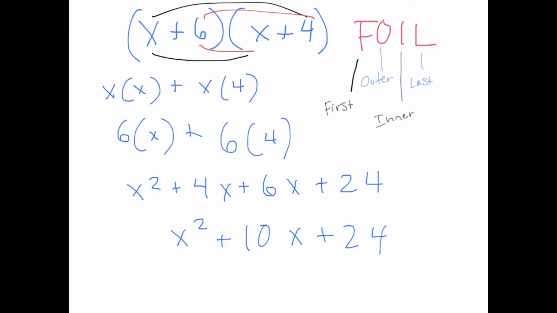And if you don't know what combining like terms is, it's combining the coefficients of like terms, which in this instance would be 4 and 6, because they both have x in common.